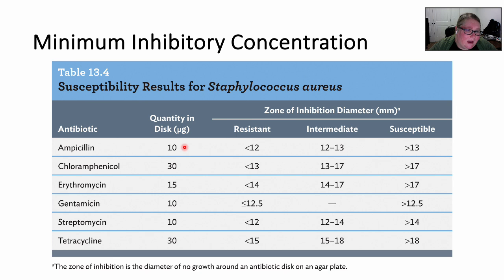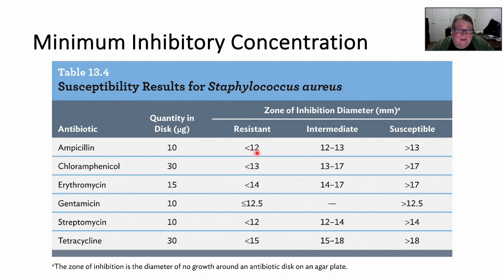Okay, so if I run a test with ampicillin and I get a zone of inhibition that's around 10.5, well, if we go and look at these values here, we have values that tell us it's resistant, intermediate, so it's partially resistant, or susceptible, meaning that the antibiotic is going to kill it. So if we have a value of 10.5 for the zone of inhibition, that's less than 12. That means that organism is resistant to ampicillin.